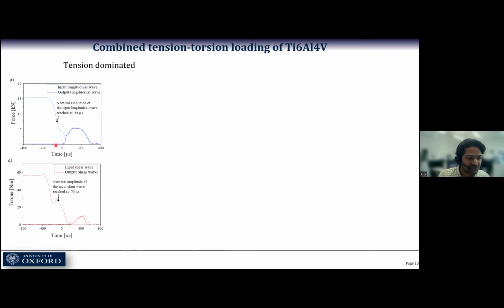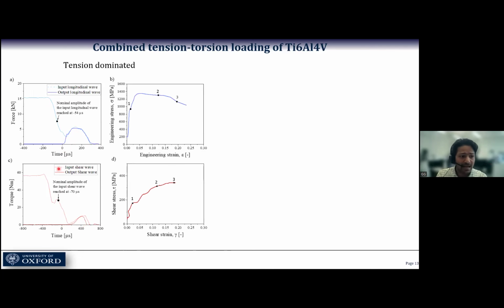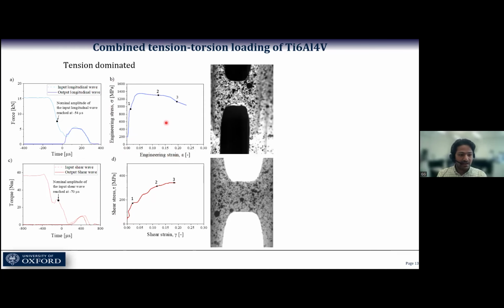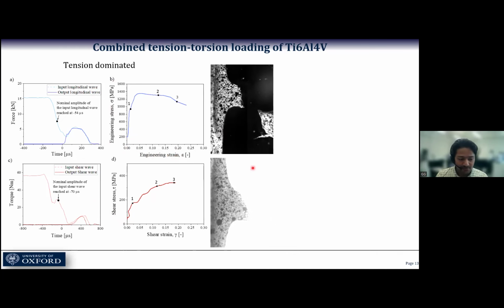After initial oscillations, we can clearly see the superimposition of the input and output longitudinal waves, which gives clear confidence that the whole device is strain controlled. And this is one of the representative engineering strain curves we achieved using these experiments for the combined loading, and it clearly indicates that it's a tension dominated curve. It's a tension dominated experiment.